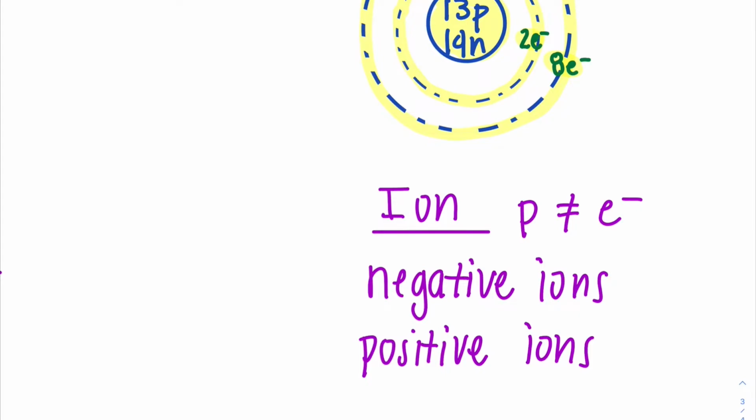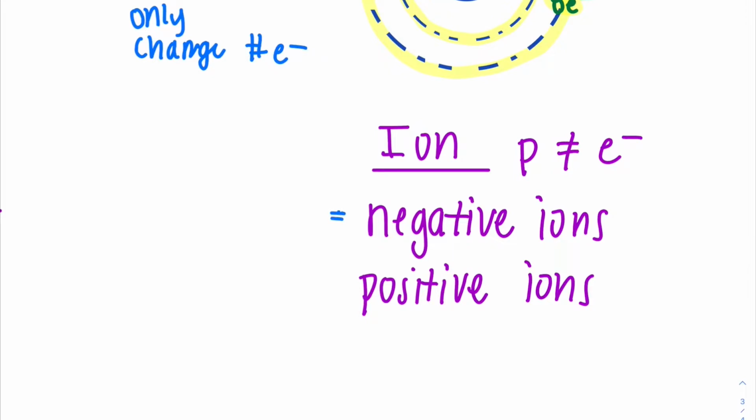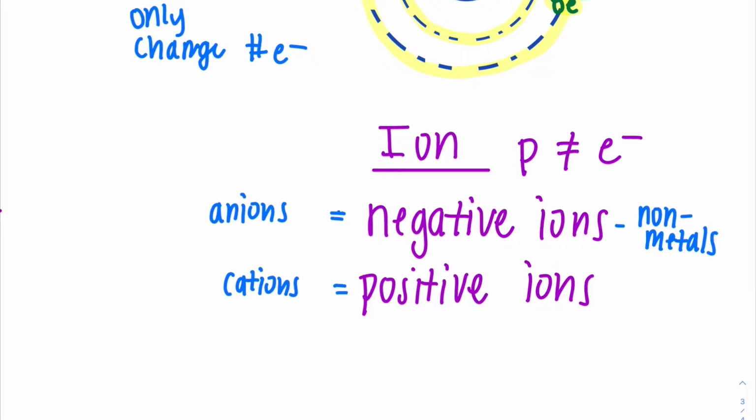So in an ion, the protons do not equal the number of electrons. Remember that when making ions, the only thing that can change is the number of electrons, or else you change the identity. So only change electrons. Otherwise, you change what it is. Negative ions are known as anions, and they are made up of non-metals. Positive ions are known as cations, and they are made up of metals.